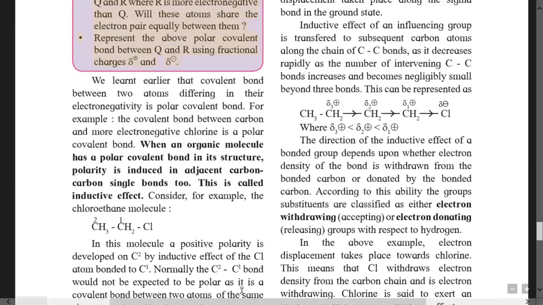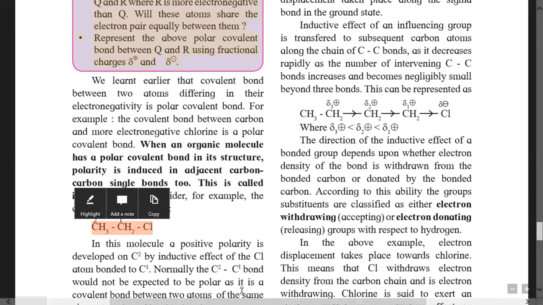So before explanation of this effect, I will explain this example. Consider this CH3 single bond CH2 Cl. This is ethyl chloride or chloroethane. So in this molecule, the numbering, that is a carbon bonded to functional group chlorine, it is numbered as carbon number 1, and the next is carbon number 2.